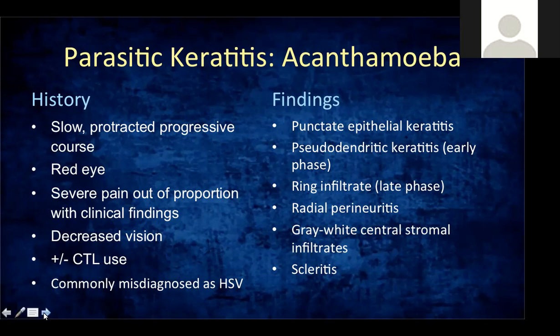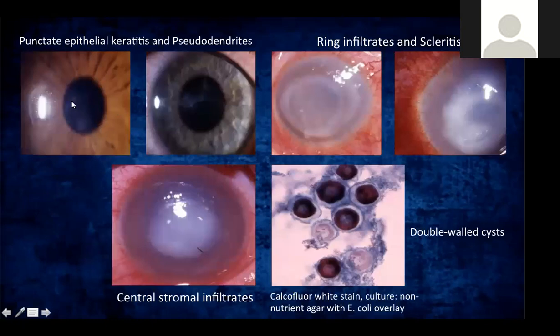So it can present to you in different ways, such as punctate keratitis. There are just spots on the cornea. It's very, very subtle. Okay. You can also have pseudodendrites here. Again, they're very subtle. In more severe cases, ring infiltrates and scleritis. Here you have a central dense stromal infiltrate. Okay, just remember the history: it's really pain out of proportion to the clinical findings.